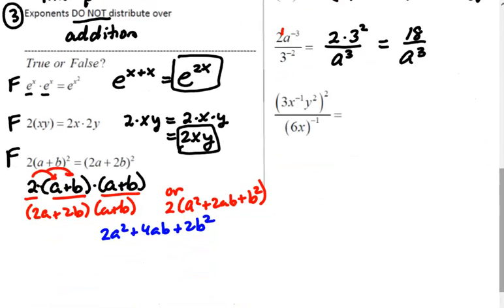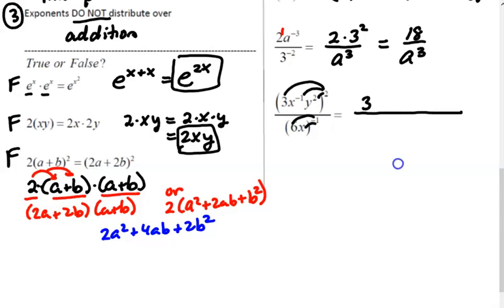Now this next one incorporates a couple of different things. First of all, we have positive and negative powers. My suggestion here, though, is since I have both of these things in parentheses raised to a power, that I first distribute the powers, because everything in here is multiplied inside the parentheses. So that means I can distribute the power to everything in here. So I can have 3 squared, x to the negative 1 squared, y squared squared, and 6 to the negative 1 and x to the negative 1. So I'm going to distribute everything in the numerator and the denominator.